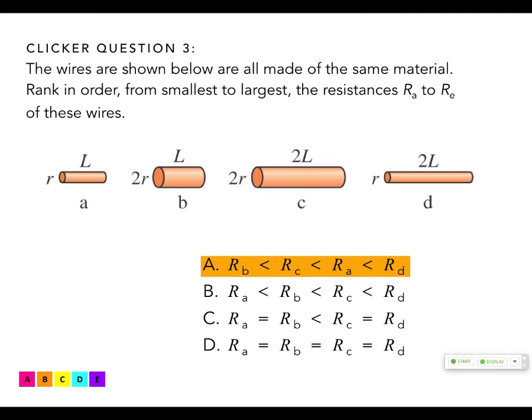Okay, resistance B, that's going to be rho L over pi (2r) squared, so that's going to be 1/4 resistance A. So smaller, okay? Resistance C, that's going to be rho 2L over pi (2R) squared, so that's 1/2 resistance A. And resistance D, that's going to be rho times 2L over pi R squared, so that's twice resistance A. So the biggest one, the next biggest one, the next biggest one, the smallest. Okay?